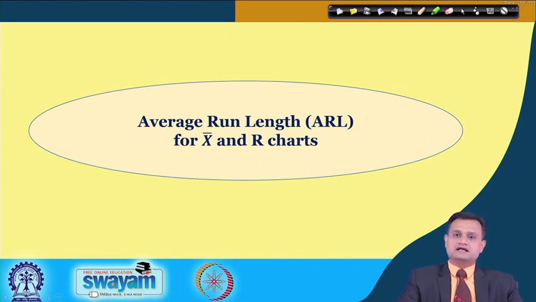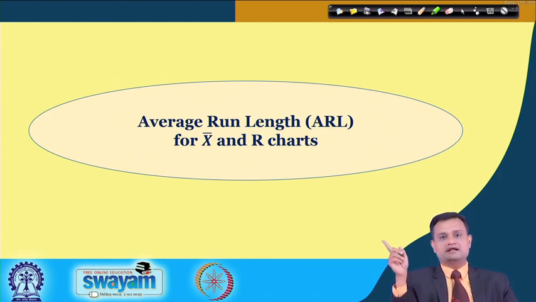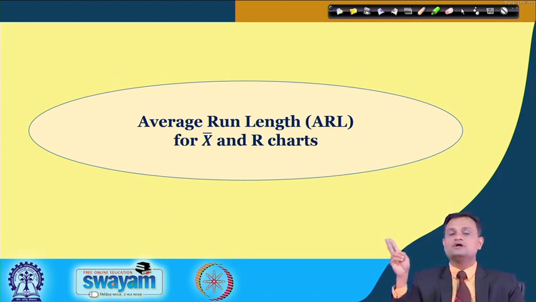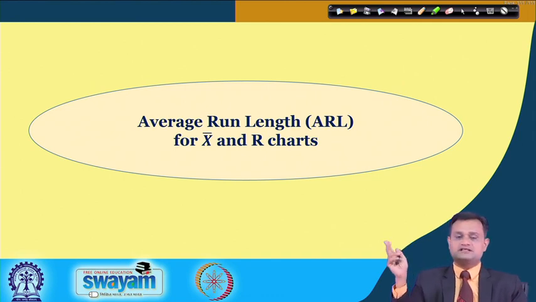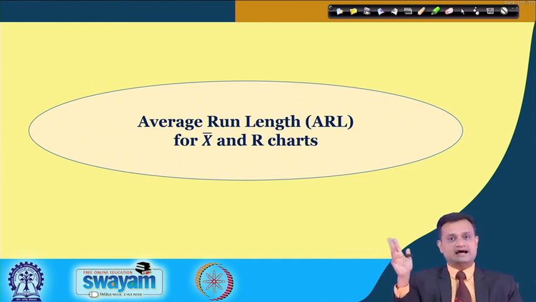Now, another performance measure. There are two performance measures we discussed. Number one is the operating characteristic curve, and number two is the average run length. On an average, how many samples do I need to take before I really detect the change in the process? This is typically called my average run length. So I have two performance measures, one is the OC curve, the other is the ARL.